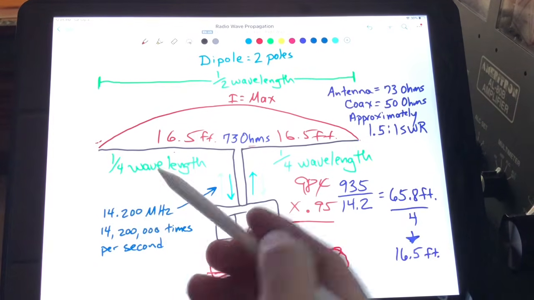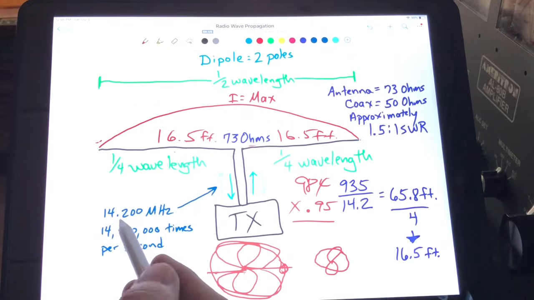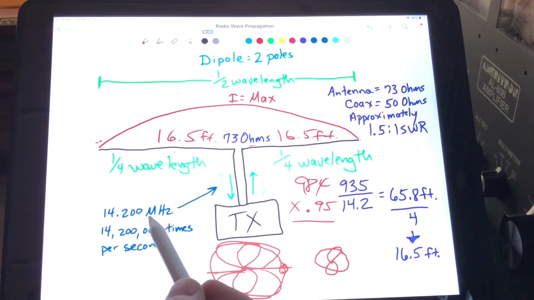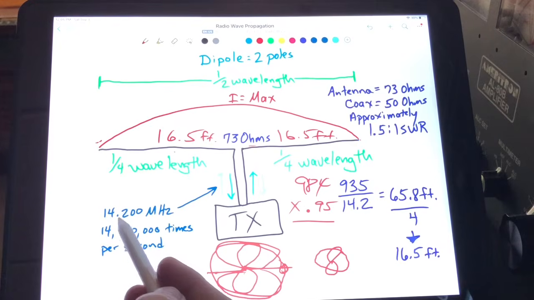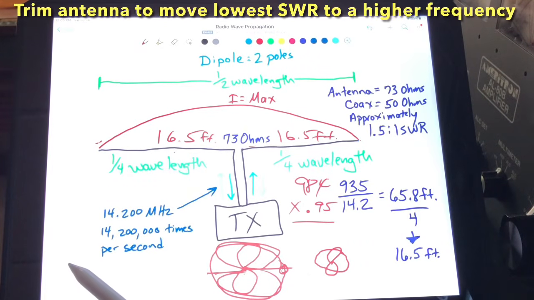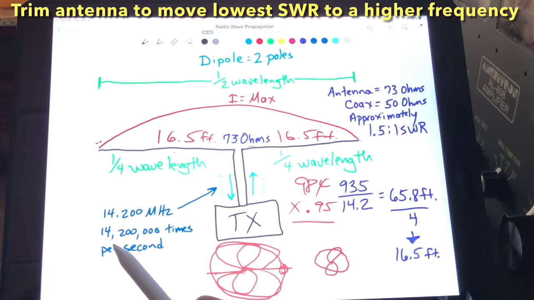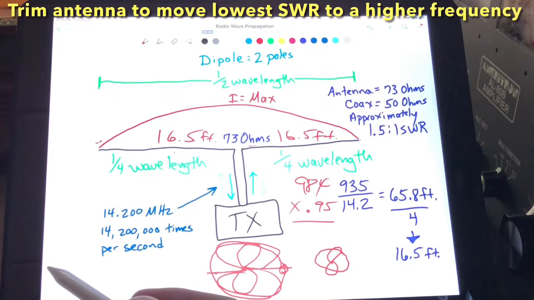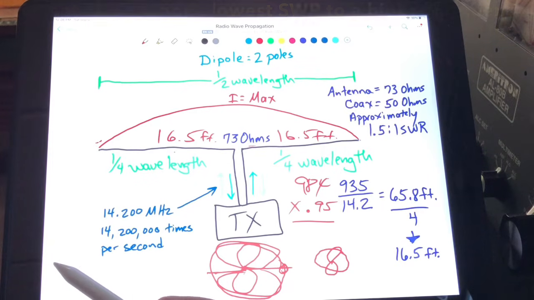If you're really wanting the lowest SWR at 14.2 megahertz, and you cut it a little bit long, you may find the lowest SWR is at 14.15 megahertz. Just trim a little bit off each side. By the way, make sure you trim it equal on each side. And if you get that close, you might want to just trim in half-inch increments, okay?